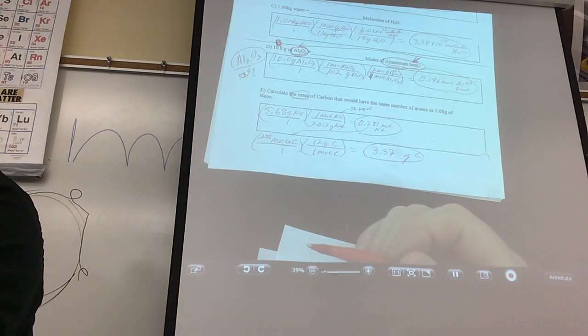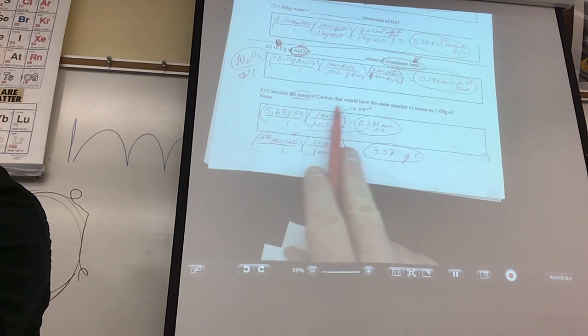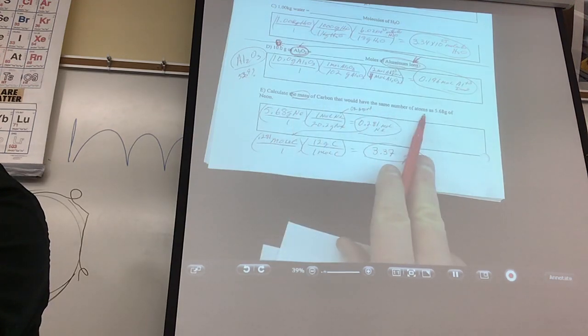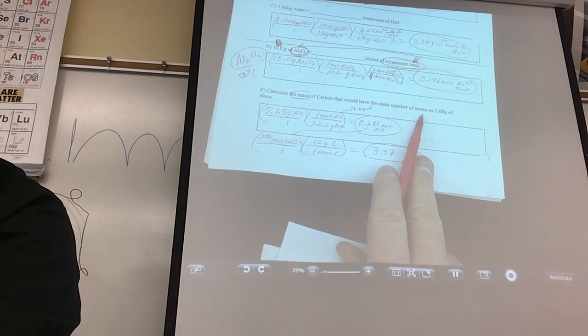Uh-oh, I lost you. Calculate the mass of carbon that has the same number of atoms. So what did you change it into? If I were you, what would I change it to? Atoms. Okay, fine. You can still get it right.